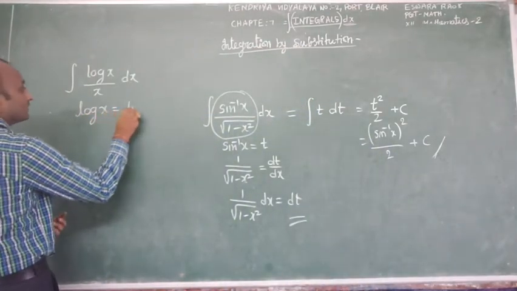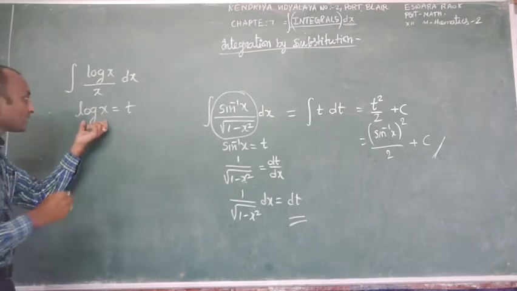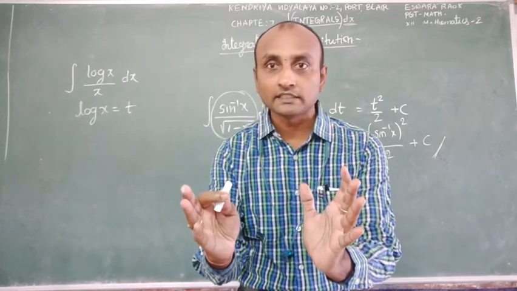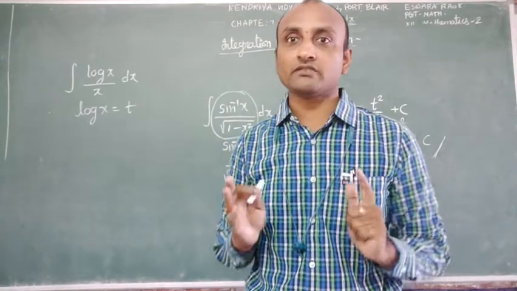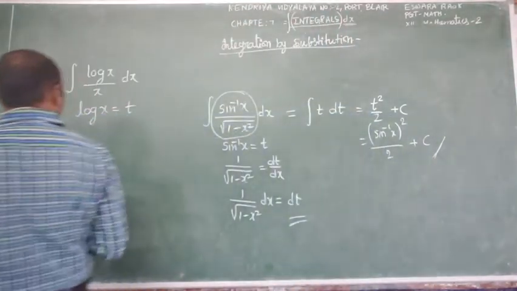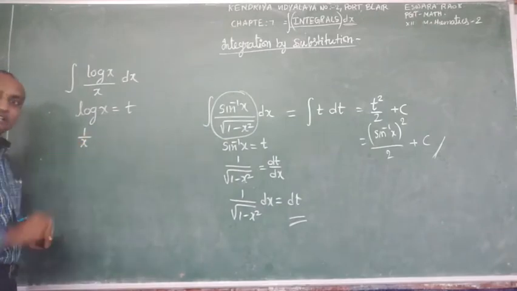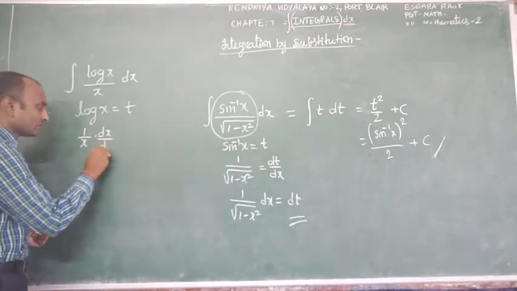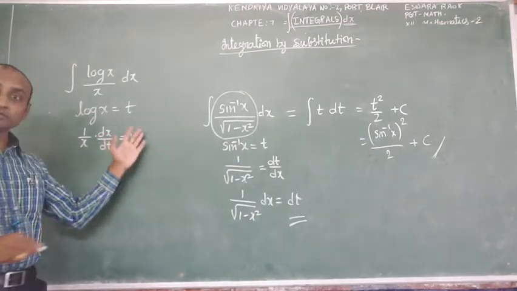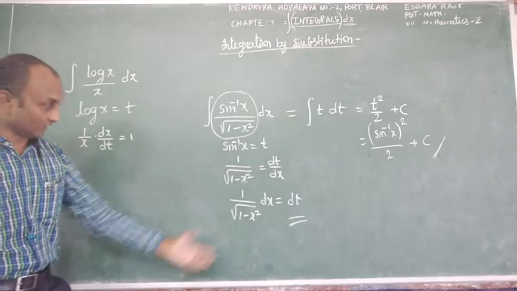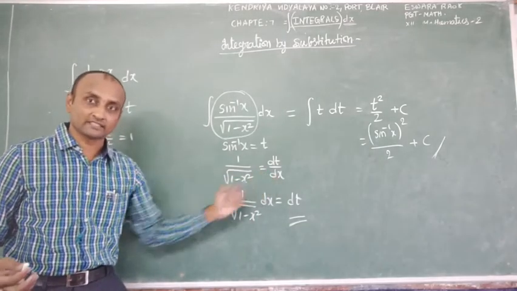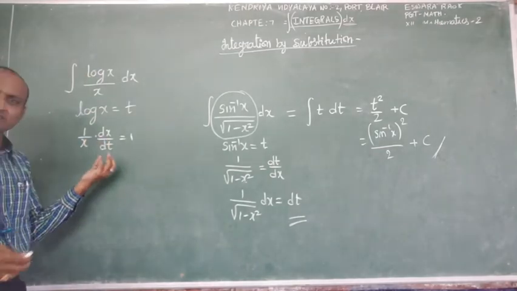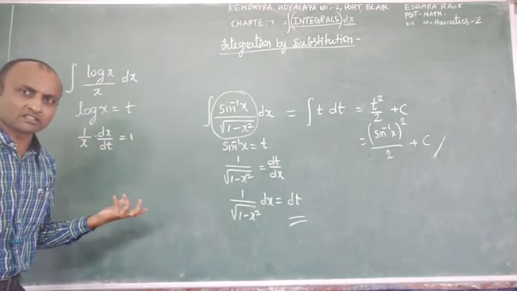Log x is equal to t. Now whenever you do the substitution method, something must be taken as t and you should differentiate it first. What is the derivative of log x? 1 by x, into dx by dt is equal to 1, because I am differentiating with respect to t. This problem I differentiated with respect to x, that's why dt by dx on the right side. This problem I differentiated with respect to t. However, it is not a problem.